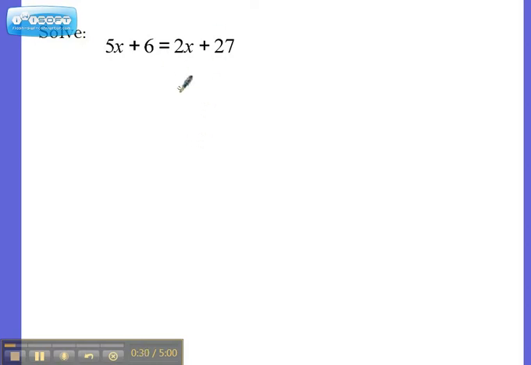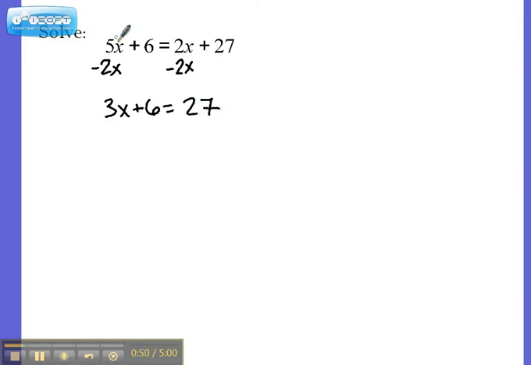This is a positive 2x. I'm going to move it to the other side by subtracting 2x from both sides, because a positive 2x minus 2x, those are going to cancel each other out. They're going to go away. So this becomes 3x plus 6 is equal to positive 27.